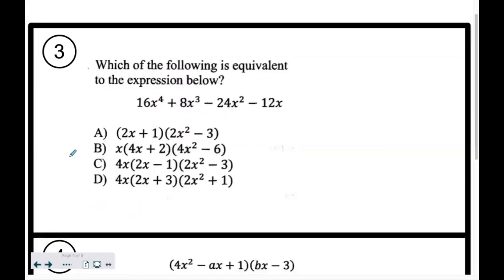All right. This one is interesting because I'm going to do it the way that we would do it in school, and we're going to actually see that that answer is not there. So they can really take some liberties here when they're doing this idea of equivalent expression.